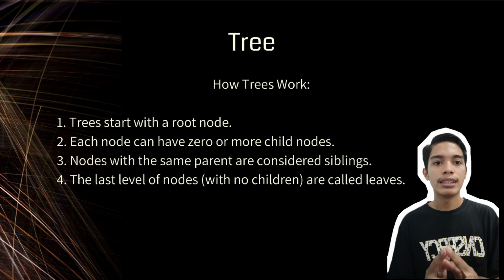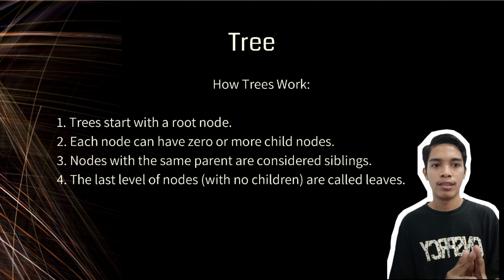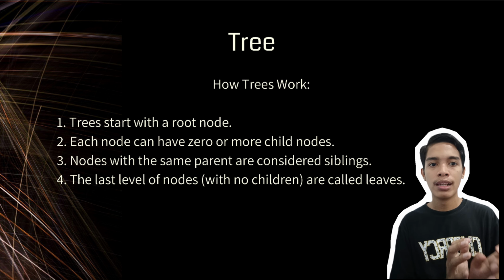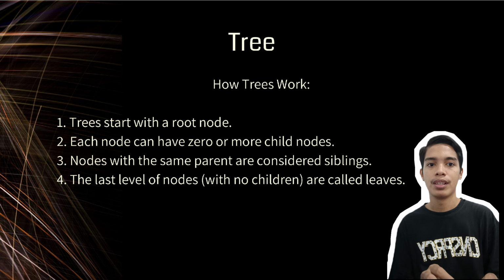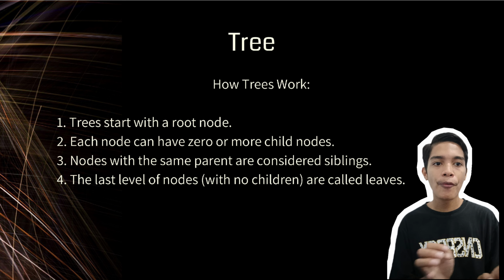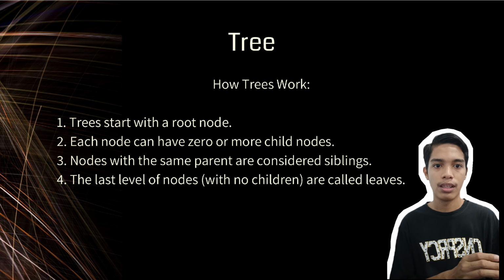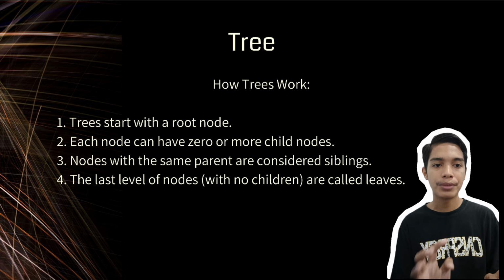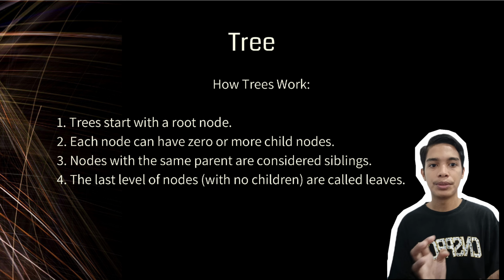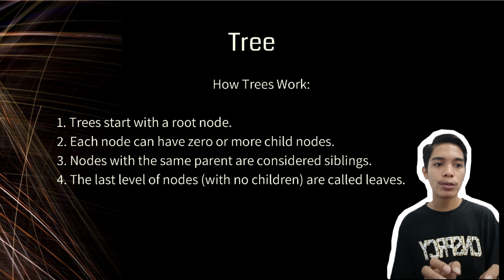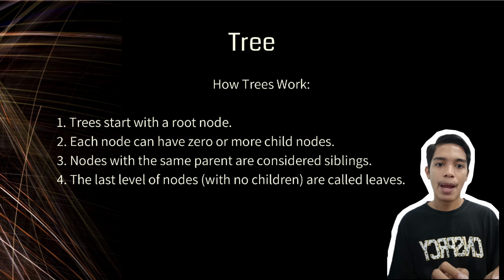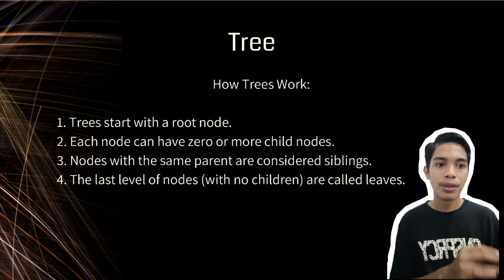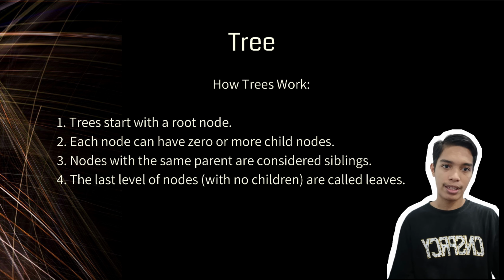Now, how does a tree work? First, a tree starts with the root node. Second, each node can have zero or more child nodes. Third, nodes with the same parent are considered siblings. And fourth, the last-level nodes with no children are called leaves.